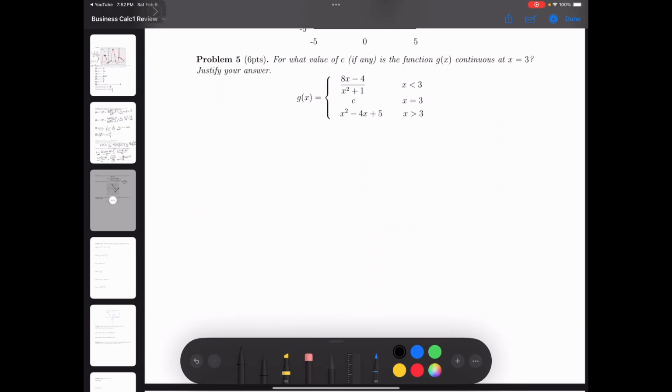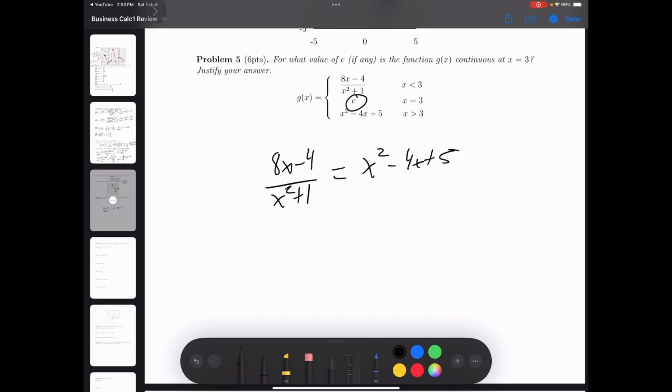Problem 5 says for what value of c is the function continuous at 3? Justify your answer. So it'll be continuous at 3 if our function (8x minus 4)/(x squared plus 1) is equal to x squared minus 4x plus 5 exactly at that value for c, exactly at 1 point. So if these two functions are equal at the point 3, then we're good.